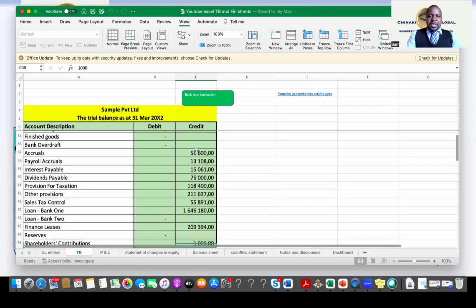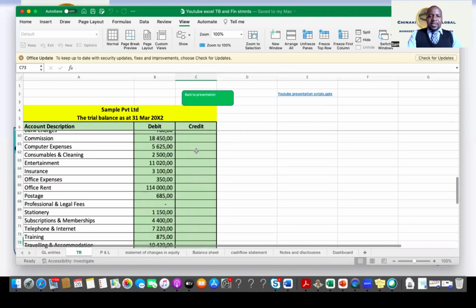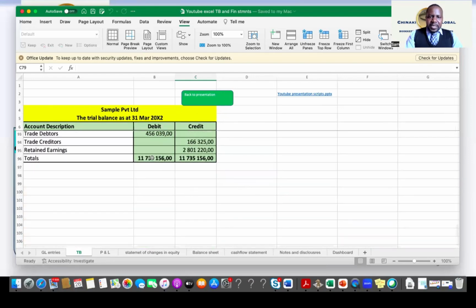The totals that we have down here at the end of our trial balance need to reflect that our trial balance has balanced. The debit amount and the credit amount need to be equal. So sometimes our trial balance can balance while it still has some errors.